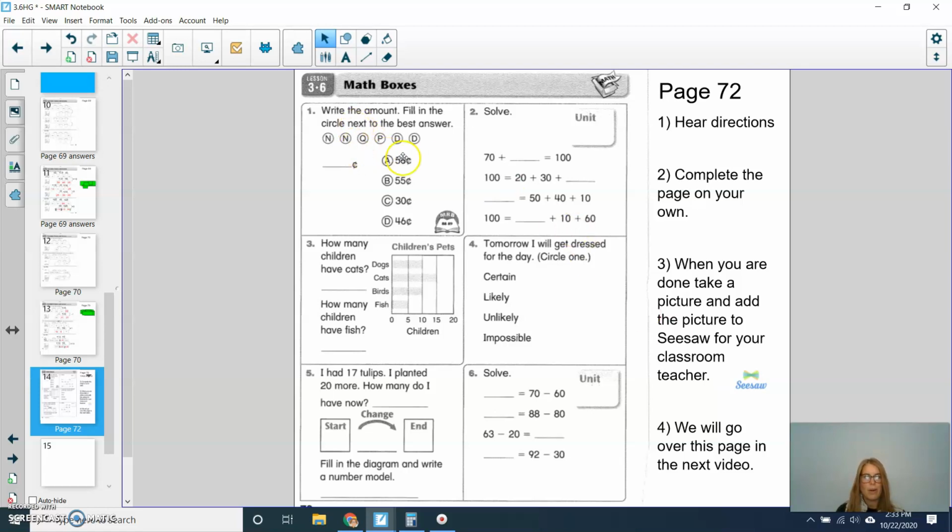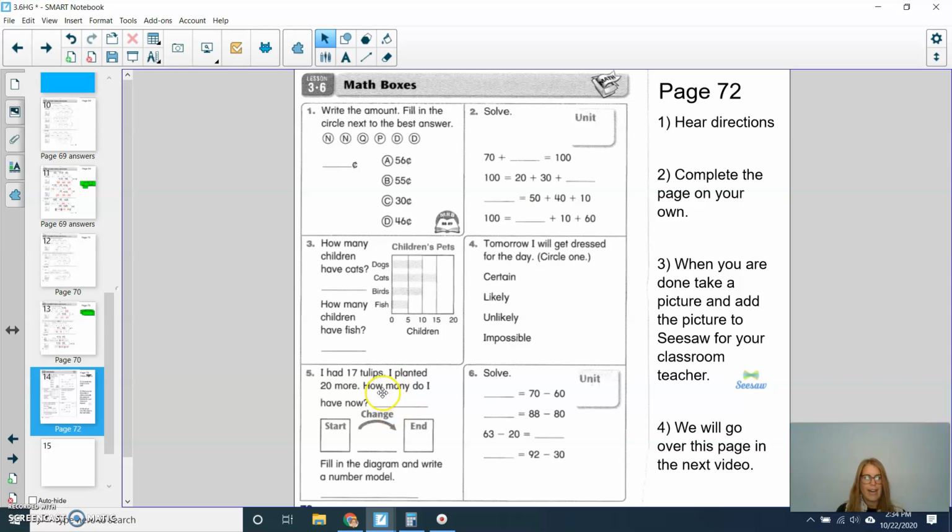So for question number 1, write the amount, fill in the circle for the best answer. For question 2, you're solving. Don't forget about your unit. For question 3, how many children have cats? And then how many children have fish? For question 4, tomorrow I will get dressed for the day. Circle either certain, likely, unlikely, or impossible.